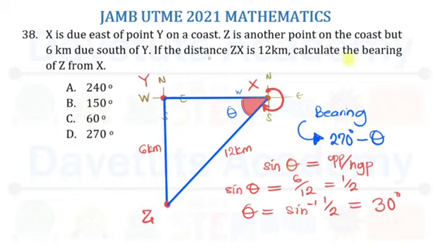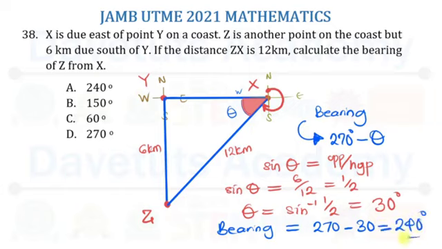Once that is out, the bearing that we are looking for, we have already identified as 270 minus 30. Okay, 270 minus 30 is what? That is 240 degrees. So looking at our options, we can see that option A, that is 30 degrees, will be the correct solution.